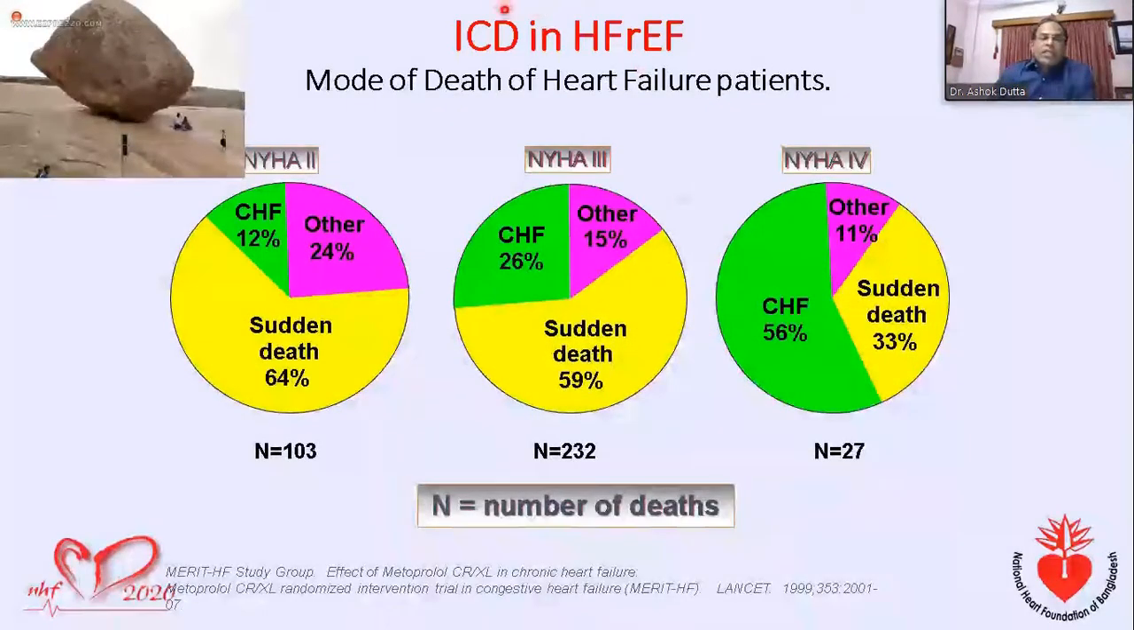So this is the ICD in heart failure. If we see NYHA class 2 and class 3 patients, sudden cardiac death is more common. Around 60% of deaths happen from sudden cardiac death. On the other hand, in those who are very critically sick, heart failure is the major cause of death, and sudden cardiac death due to sudden cardiac arrest is only 33%. Other causes of death include stroke, renal failure, and multi-organ failure. So ICD plays an important role, especially in this group of patients with reduced ejection fraction, to reduce mortality.